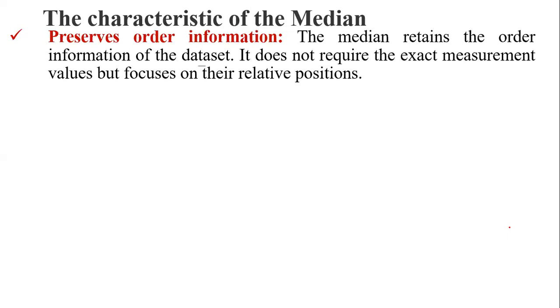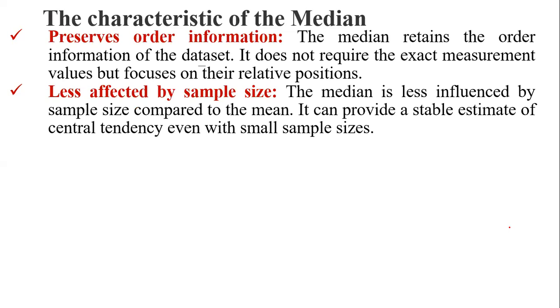It preserves order of information. The median retains the order of information of a dataset, does not require the exact measurement, but it focuses on their respective positions. It's less affected by sample size. The median is less influenced by sample size compared to the mean, and it can provide a suitable estimate of central tendency even with small sample size.